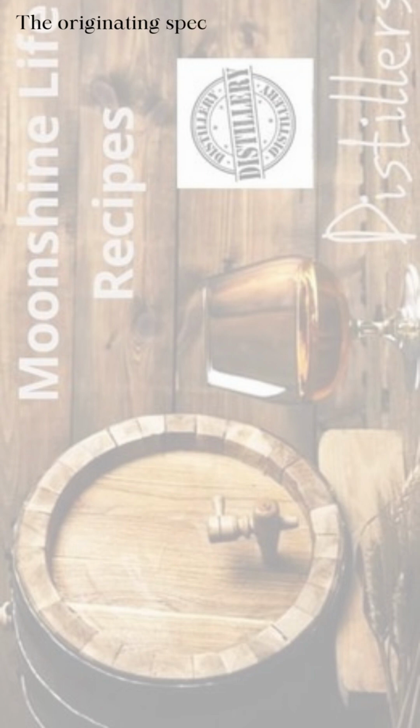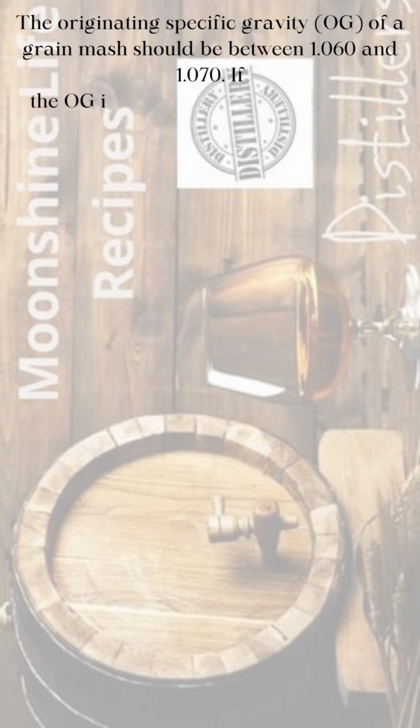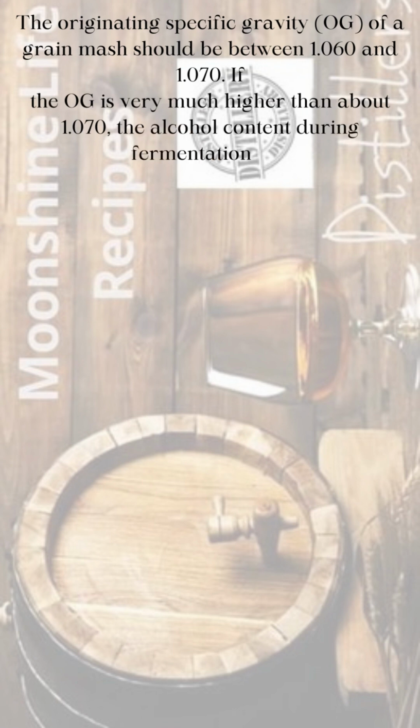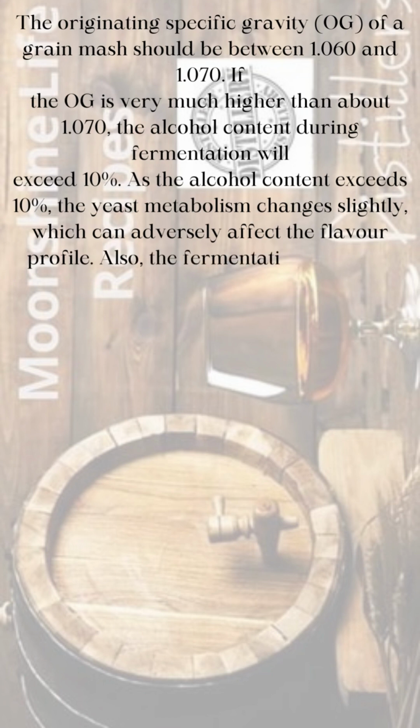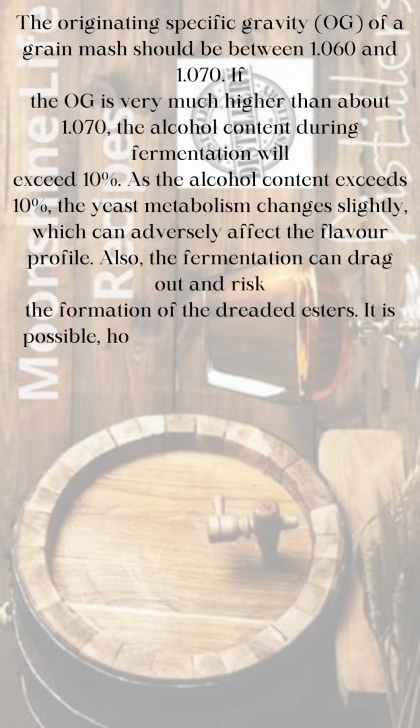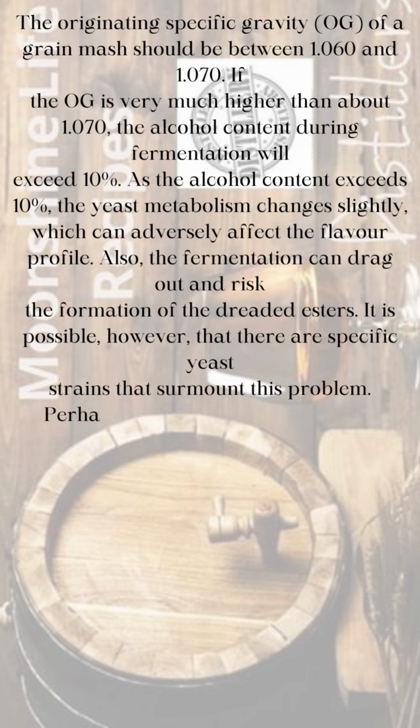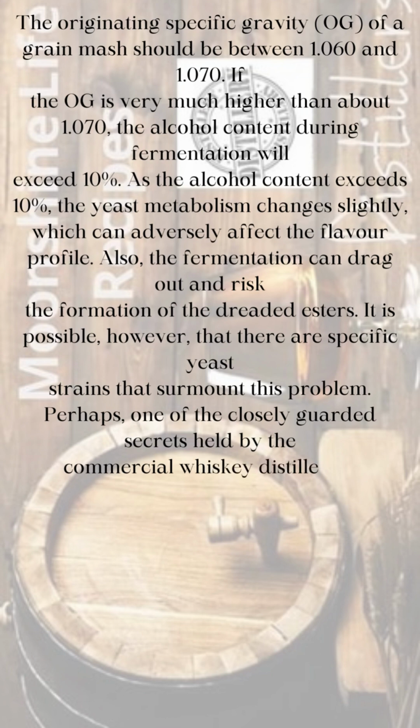The original specific gravity, OG, of a grain mash should be between 1.060 and 1.070. If the OG is very much higher than about 1.070, the alcohol content during fermentation will exceed 10%. As the alcohol content exceeds 10%, the yeast metabolism changes slightly, which can adversely affect the flavor profile. Also, the fermentation can drag out and risk the formation of the dreaded esters. It is possible, however, that there are specific yeast strains that surmount this problem. Perhaps one of the closely guarded secrets held by the commercial whiskey distilleries.